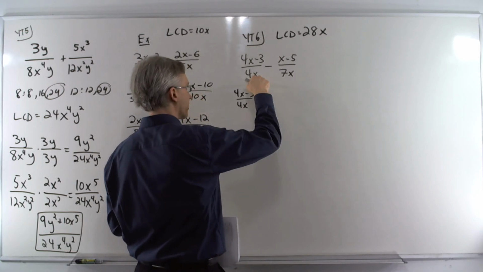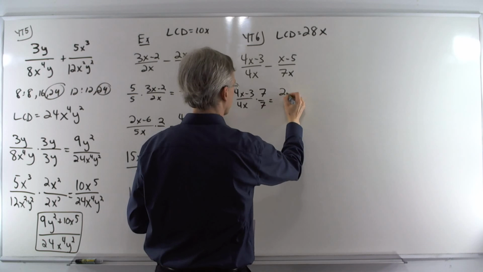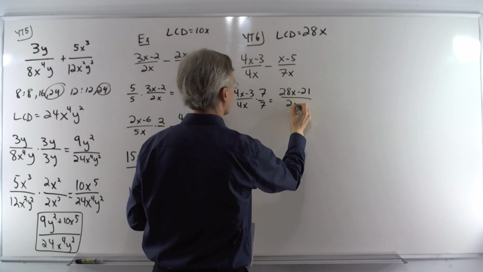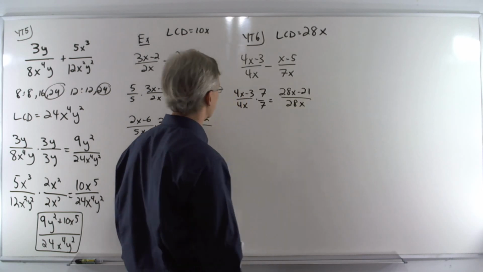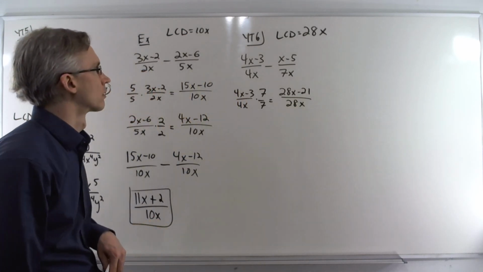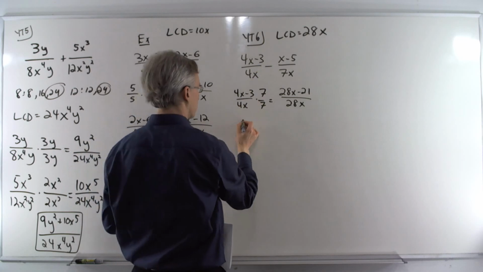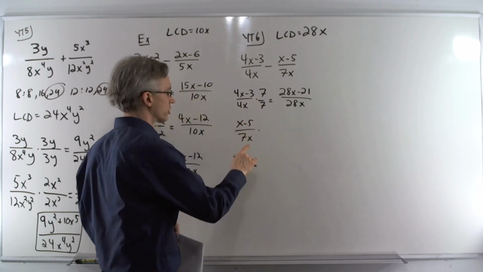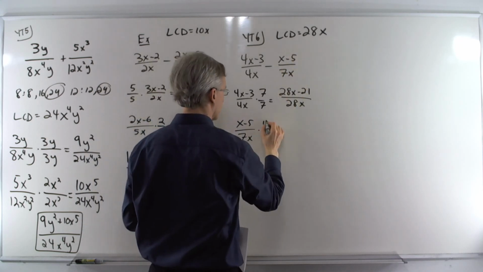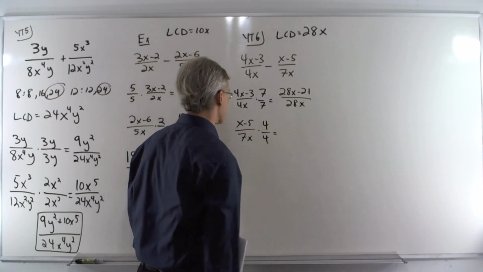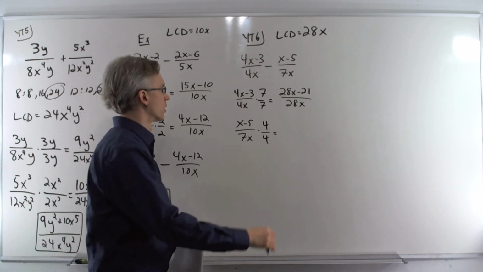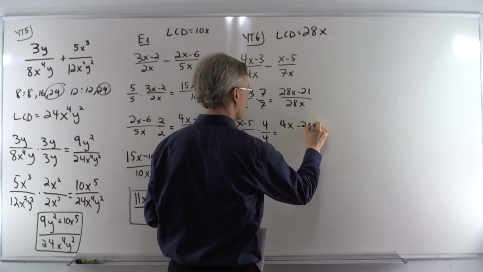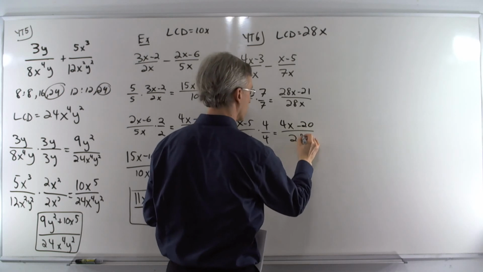Now distribute 7 into the binomial. That gives us 28x minus 21 over 28x. Right, now we'll do the second fraction. It's minus 5 over 7x. We need to turn 7x into 28x. So we're going to multiply by 4 over 4. Distributing 4 into the binomial, that is 4x minus 20 over 28x.